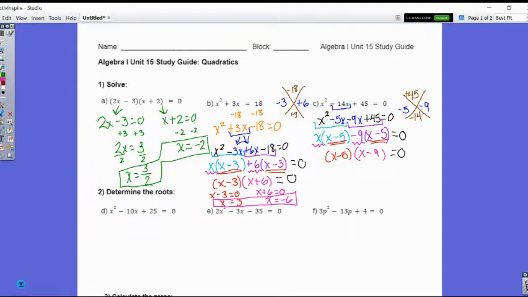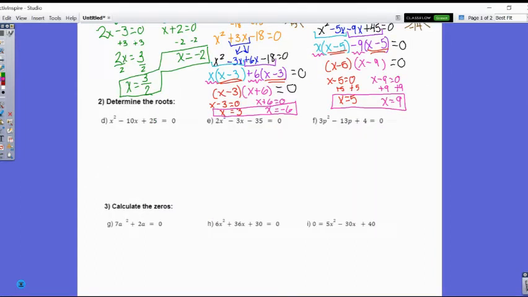This is where we're using the zero product property. So the x minus 5 piece might be equal to 0. Add that 5 to both sides. 0 plus 5 gives us 5. Or the other factor, x minus 9, can be equal to 0. I have to add 9 to both sides in order to solve, so x would be equal to then a positive 9. There's our two solutions.